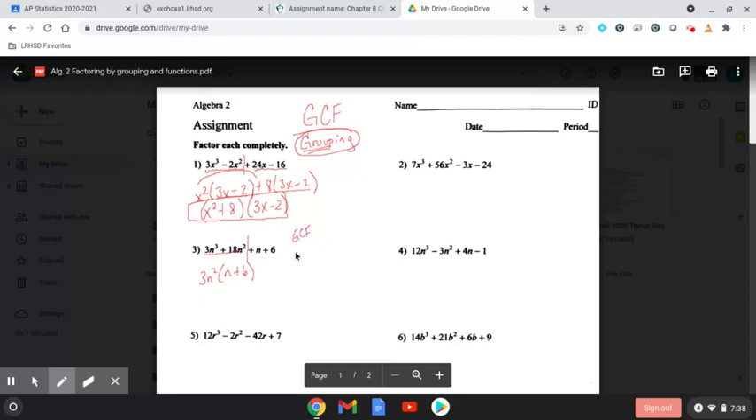I think a lot of times, we want to try to get a number or a variable. And if this was any other problem, we would probably say there's nothing common here. But in fact, there always is something common, and that something is 1. So we're going to take out a positive 1 here. And that would leave us with n plus 6. It's just something to take note of.